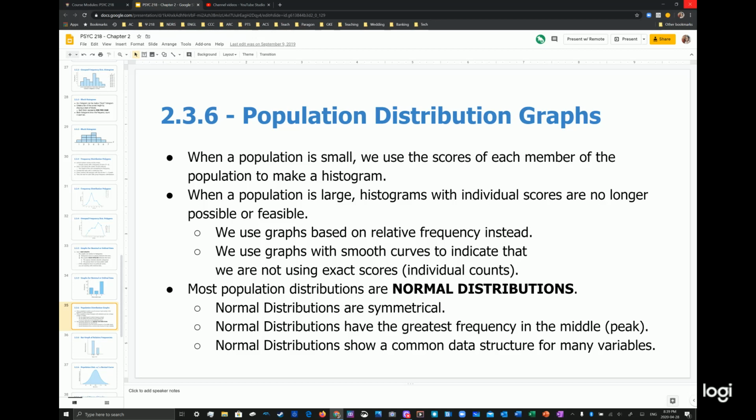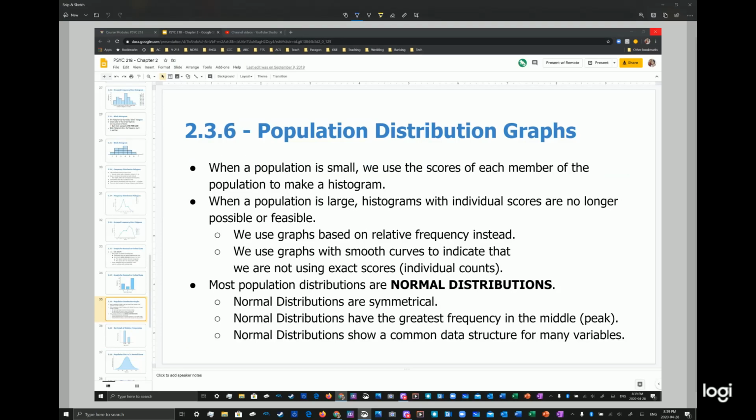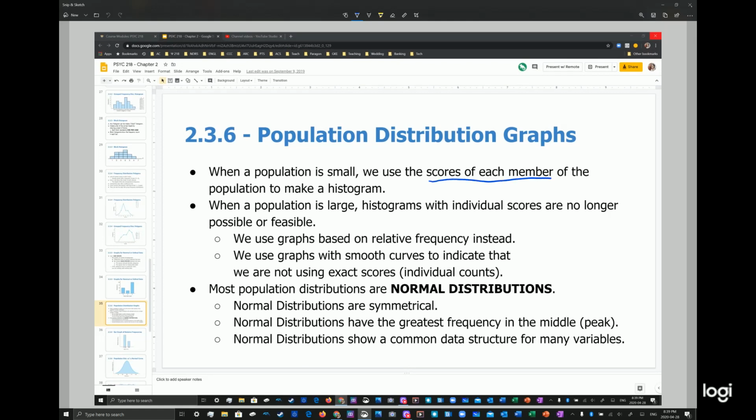So once we figured out and answered questions about what type of variable we're dealing with, what scale of measurement we're using, and using the right graph for it, we have some further guidelines as well. If a population is small, we will use the score of each person of the population to make a histogram. However, populations tend to be large. So again, drawing histograms, those charts of touching bars with individual scores, is not going to be possible anymore. It's too hard. So we're going to shift to polygons.